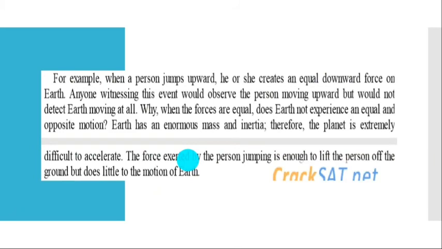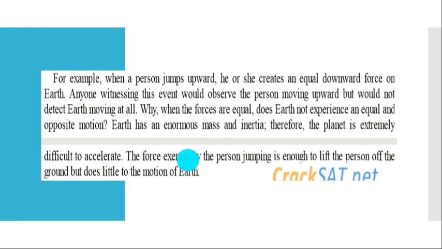For example, when a person jumps upward, he or she creates an equal downward force on Earth. Good? When you try to jump, what do you do? You push with your body on Earth, okay? Anyone witnessing this event would observe the person moving upward but would not detect Earth moving at all. You will see that the person applies a force on Earth, so the person will jump, moving toward up, but the Earth will not move.